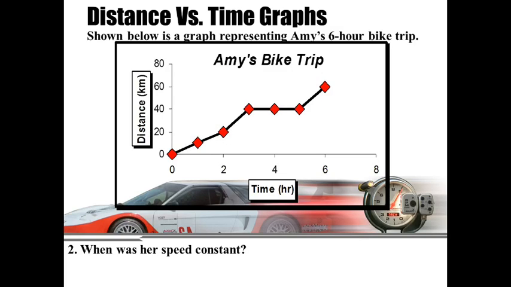Anytime you have a straight line on a distance versus time graph, it is a constant speed for that entire straight line. From 0 to 2 hours, that is a straight line, it's constant speed. From 2 to 3, straight line, constant speed. From 3 to 5, straight line, constant speed. And from 5 to 6, straight line, constant speed.